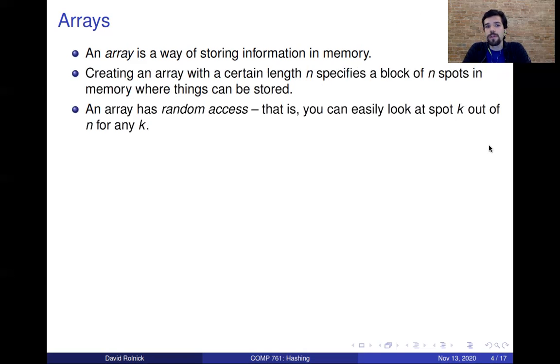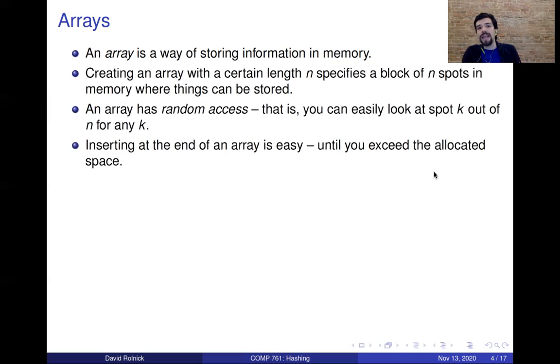And importantly, an array has random access, which means you can easily look at the kth spot out of n for any k. You can really fast work out what the right place to look at is, because the block of memory is typically consecutive, so you just go k from the start.